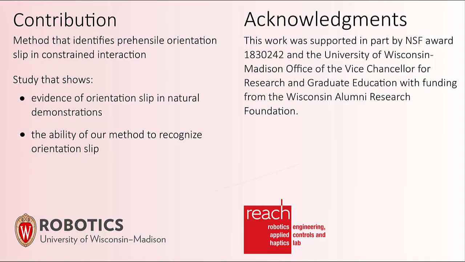In summary, we provide a method for identifying constrained prehensile orientation slip in human demonstrations. By conducting a user study, we demonstrate that this strategy is used in a variety of constraint interactions and show that our method can identify orientation slip from human demonstrations.